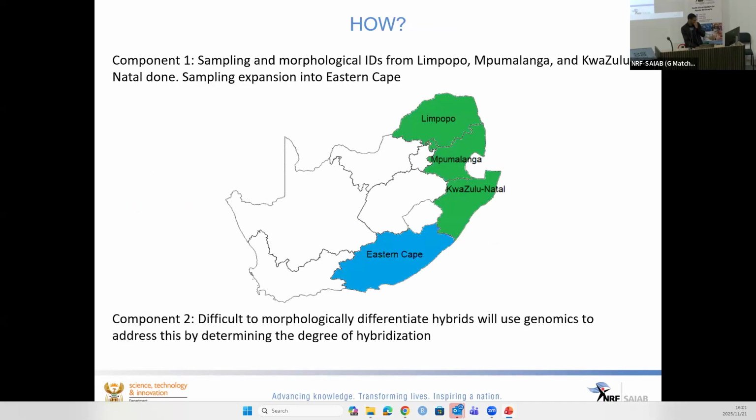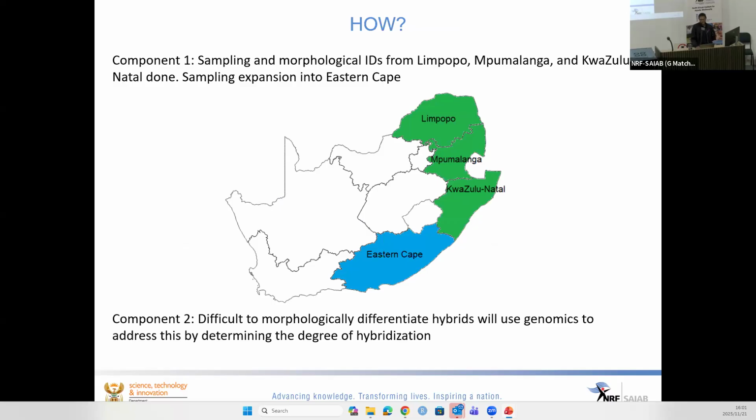So how will we do this? Sampling and morphological IDs have already been done in Limpopo, Mpumalanga, and KZN by the NRF-SAIAB team in collaboration with SANBI as well as the DFFE. And now we'll be expanding the sampling into the Eastern Cape.